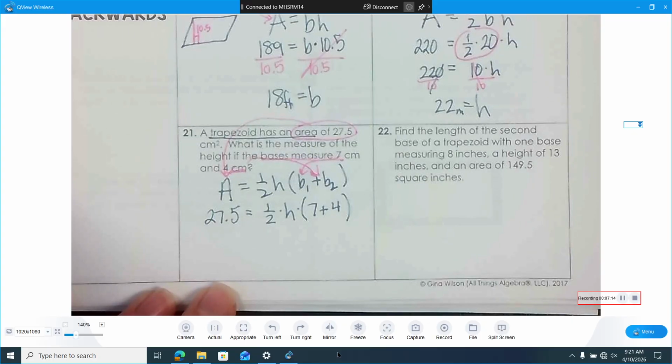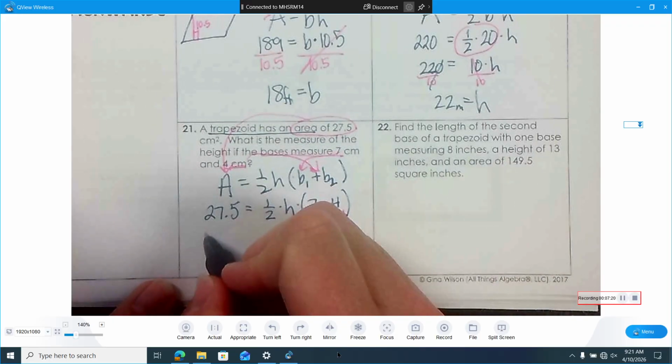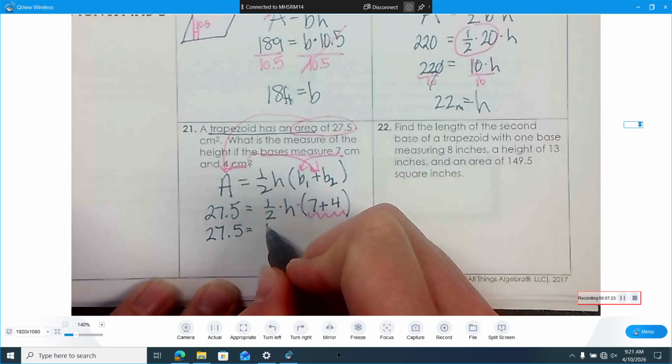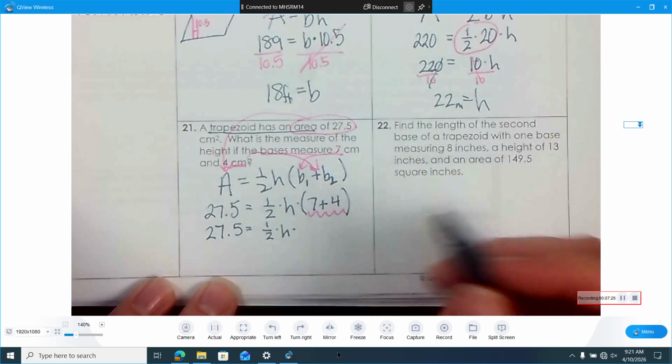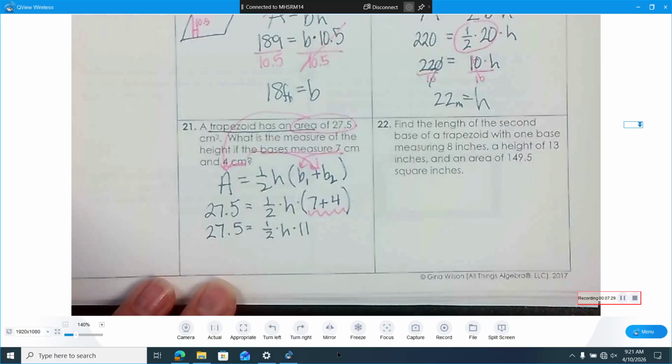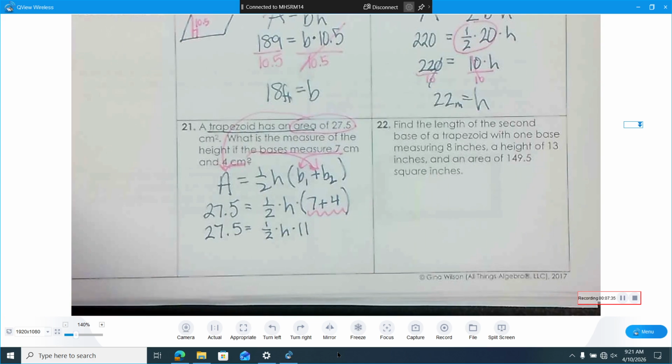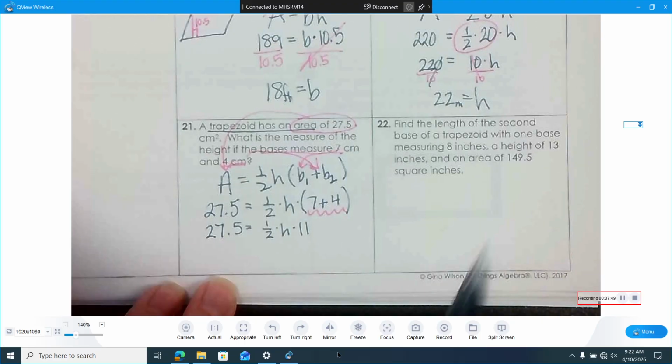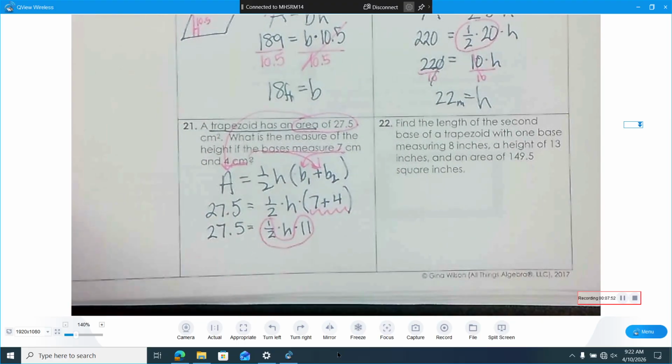So again, I want to do some cleanup. Clean this up a little bit. Inside parentheses, I need to clean up the parentheses first. PEMDAS. I have 1/2 times H. What is 7 plus 4? 11. Good. And then all these three things, the 1/2 and the H and the 11, they're all multiplied. And multiplication is commutative. I can trade places, right? I can rearrange. 5 times 4 is the same as 4 times 5, right? So I'm going to do a little rearranging so I can multiply my 1/2 times 11. What's 1/2 of 11?